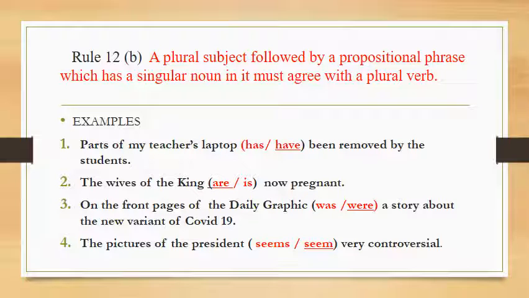Now let's look at part 12b, a subject followed by a prepositional phrase. Now the rule 12b says that a plural subject followed by a prepositional phrase which has a singular noun in it must agree with a plural verb. I believe this is self-explanatory. So let's quickly look at the first example.